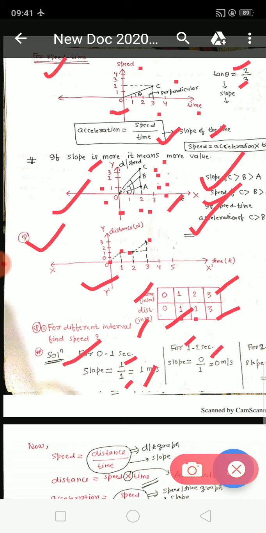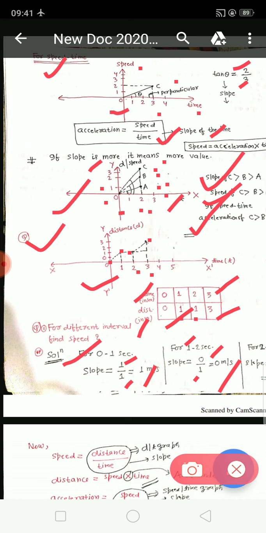So for this, the slope will be the change in perpendicular value, that is 0, divided by the time change. Time has elapsed, 1 second, so the value will be 0 meter per second. So why 0? Because distance has not been covered by the object, because the perpendicular change is 0, so the speed is 0.